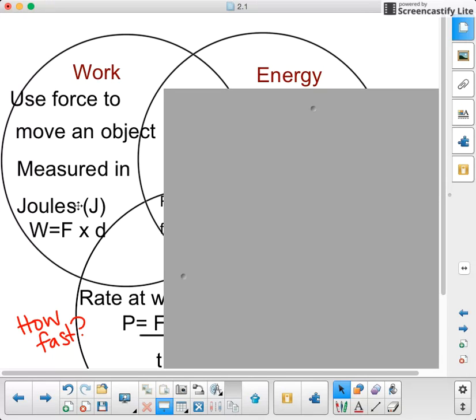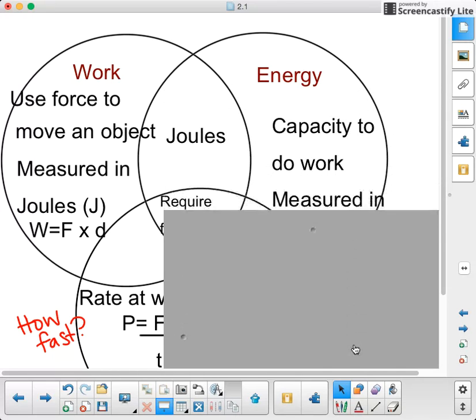The key with work is paying attention to whether the object is moving in the direction of the force. For example, if I'm holding a heavy box and walking across the room, I am applying force upward on the box to hold it up, but I'm carrying it forward. So I am applying force on the box. It is moving, but it's not moving in the direction I'm applying force, so that doesn't count as work according to our science definition. Picking the box up off the ground, though, would count as work because then I'm applying force upward and I'm moving the box upward.